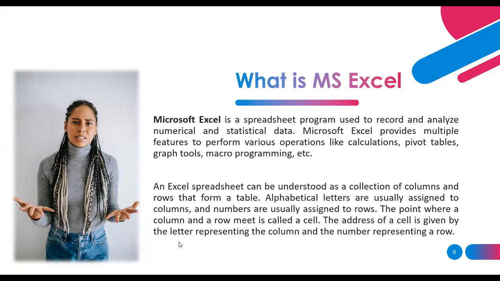Now, as you can see, this is an Excel spreadsheet. If you look down here, you see we have sheet 1, right? That is why they call it a spreadsheet. Now, like I said, it's made up of rows and columns. Alphabetical letters are usually assigned to columns. That is why we have column A, column B, column C, column D, and the likes.